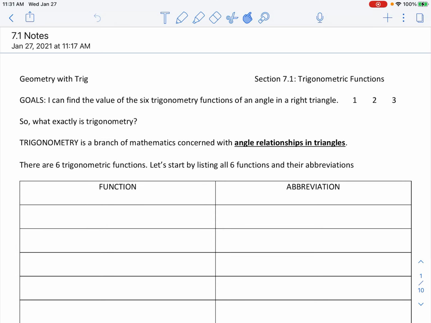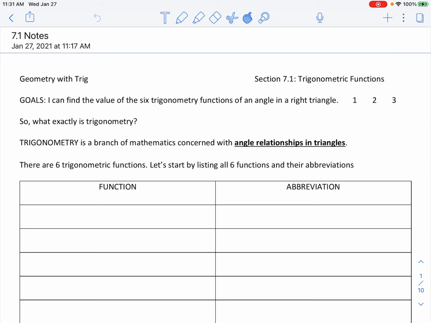All right, today we're going to go ahead and start chapter 7. We're going to start off with section 7.1 and we're going to start looking at trig functions. In this chapter we'll start using trig functions to eventually solve for missing sides or angles of a right triangle with certain angles in it.